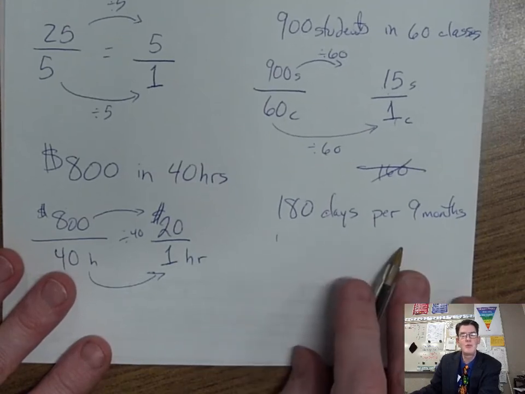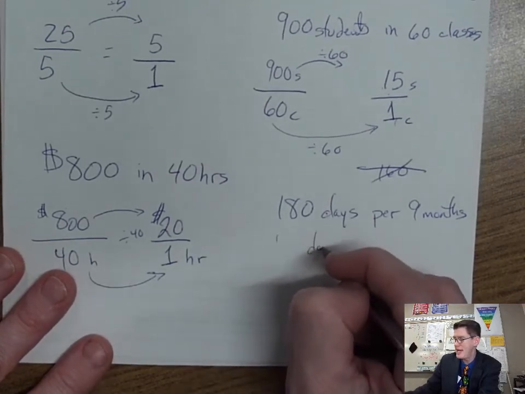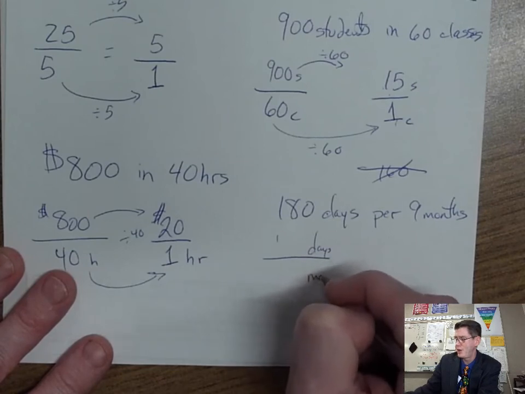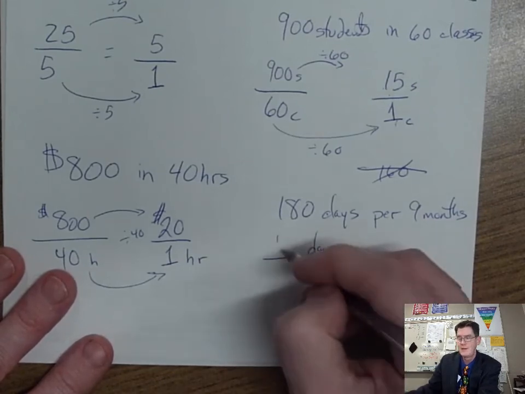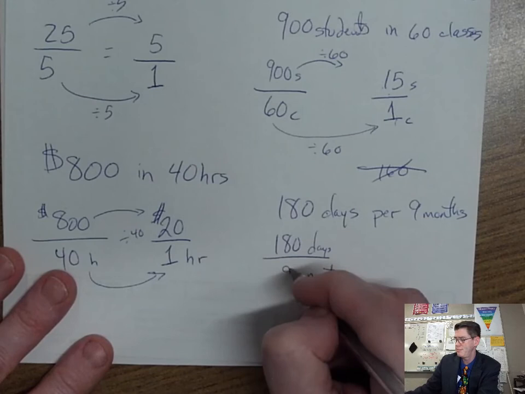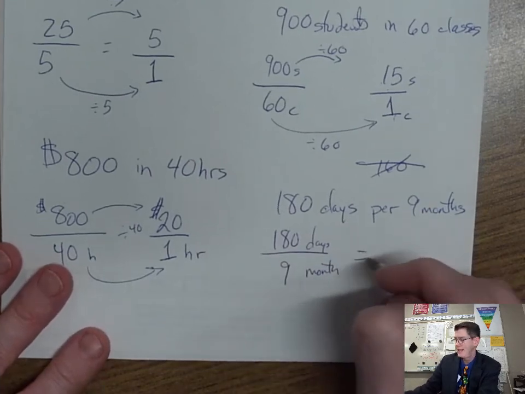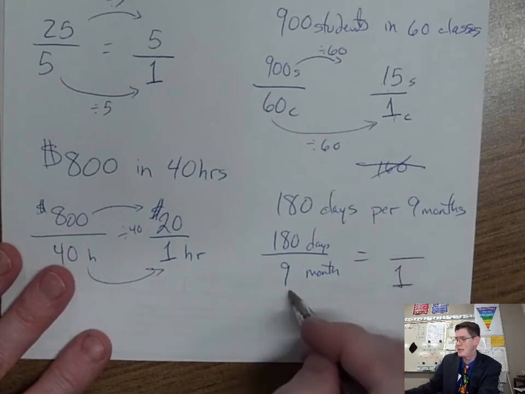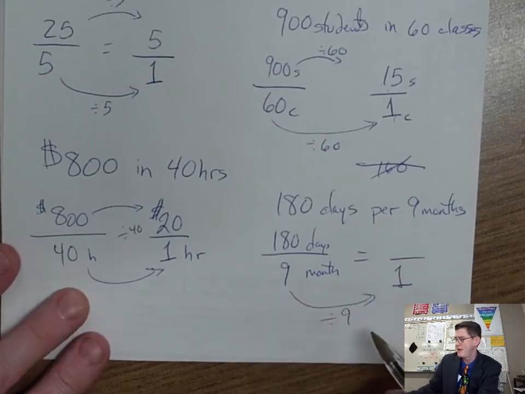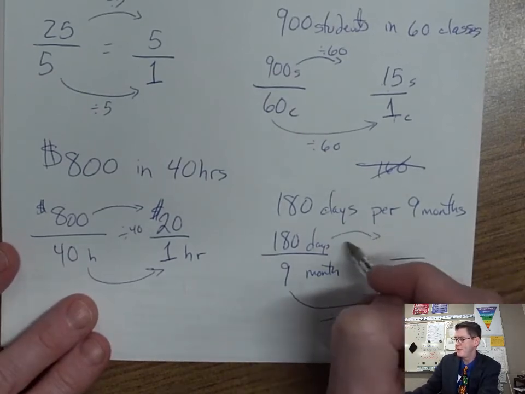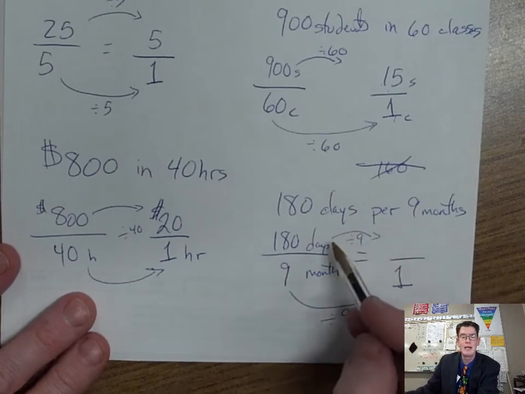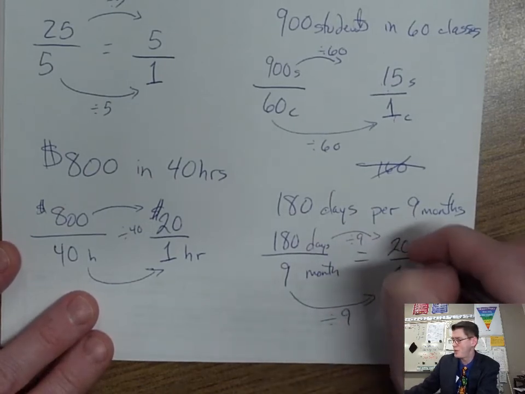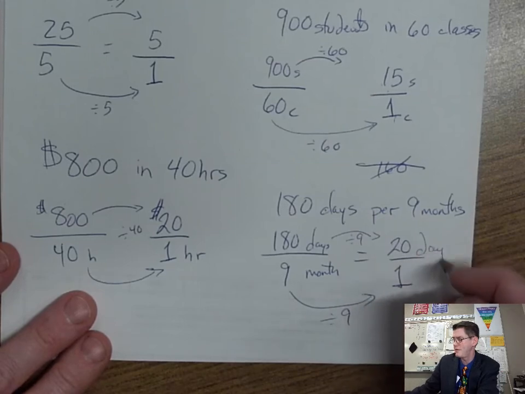So how many days do we do per month? How many days per month is the question? Well, 180 per 9. And the point is to get a 1 in the denominator. So to go from 9 to 1, we're just dividing by the number 9. And 180 divided by 9. That means we are in school for 20 days every month.